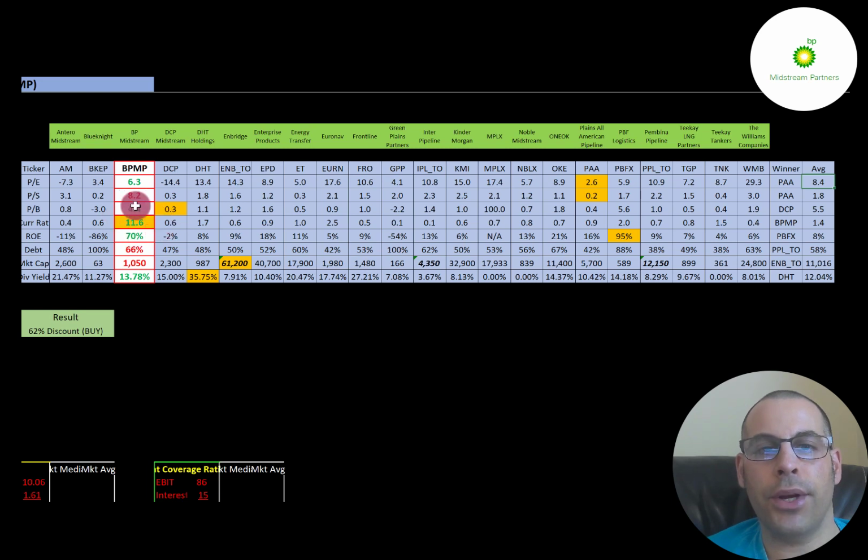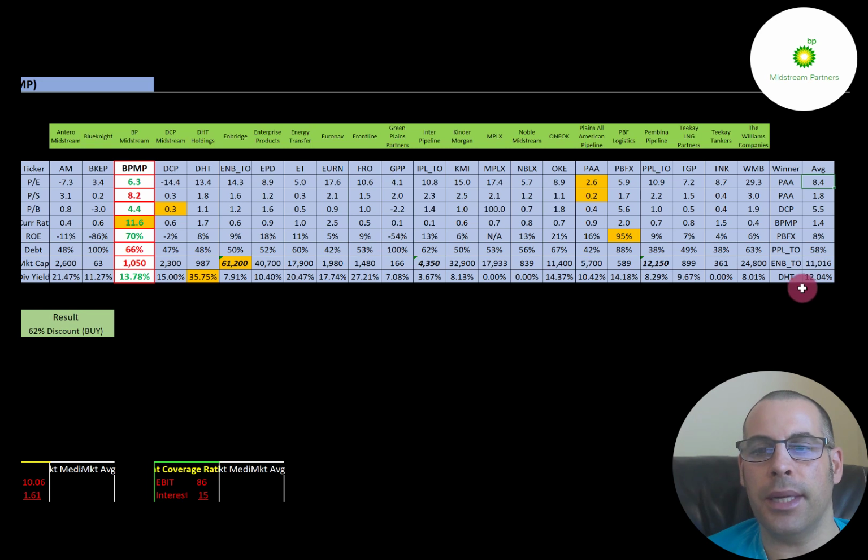They have the highest current ratio of the group. Their ROE is much higher than average at 70%. Their debt is also a little higher than average at 66%, average is 58%. And they're a small company, only 1 billion market cap. The average is 11 billion. And they do pay a higher than average dividend. Their dividend yield is almost 14%.